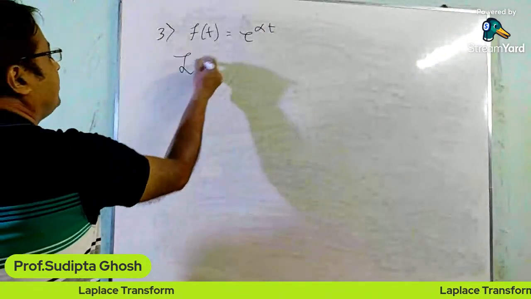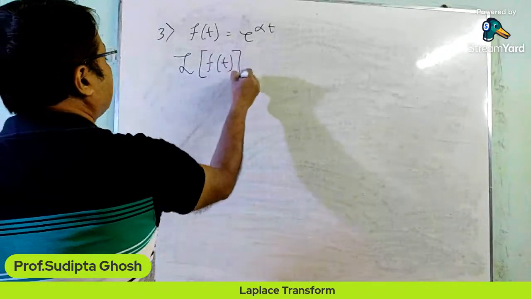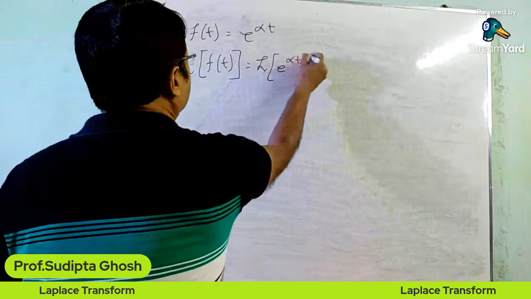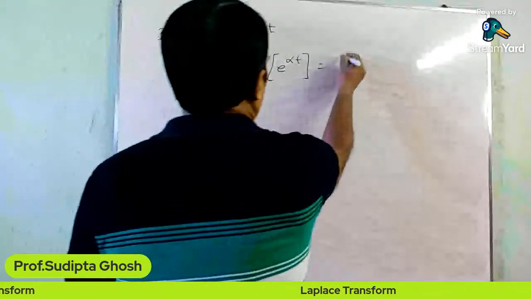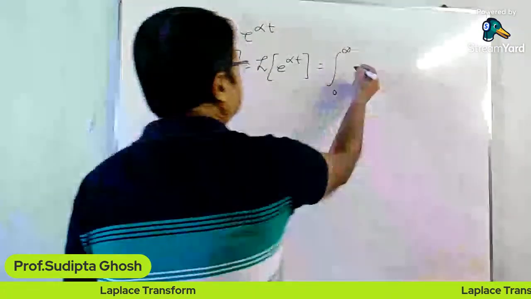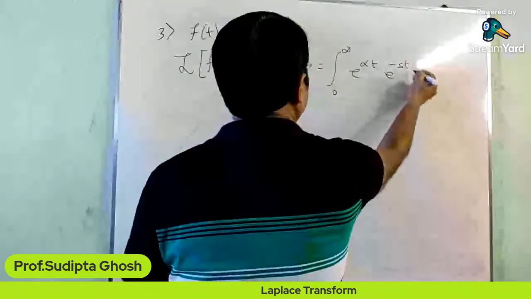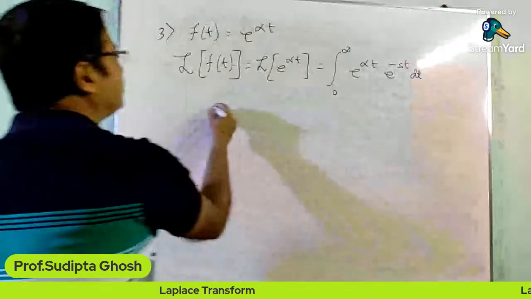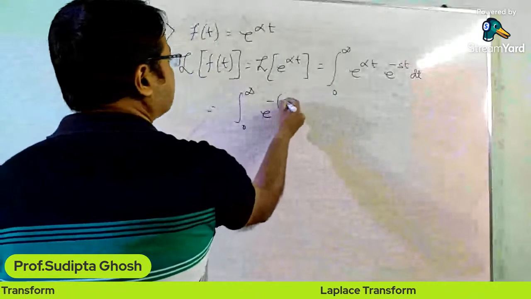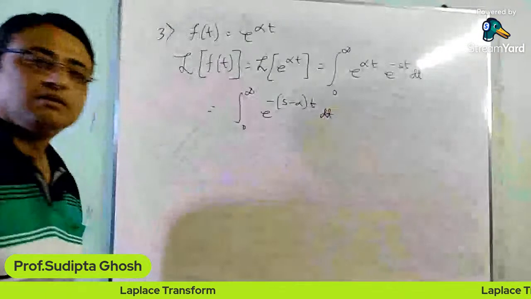So again we have to deduce the Laplace transform of f of t, that is the Laplace transform of e to the power alpha t. Then again it will be the integral from 0 to infinity of the value of f of t, e to the power alpha t, times e to the power minus st dt. Okay, so we have the integral from 0 to infinity of e to the power minus (s minus alpha) t dt. Fine.